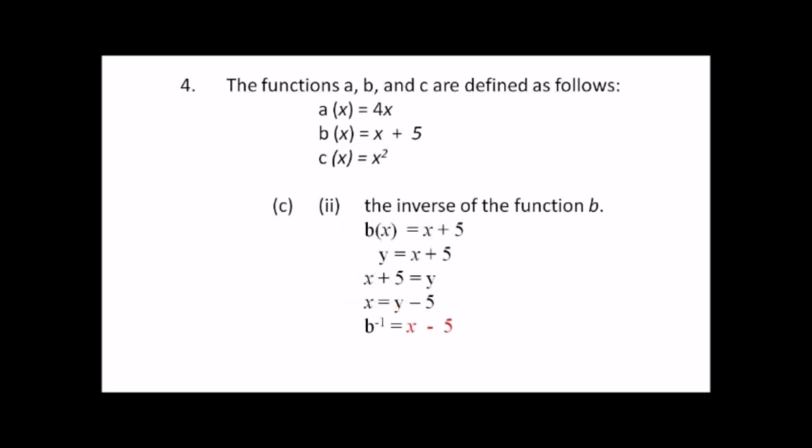And for c, same functions a, b, c, the inverse of the function b. So again, b of x is x plus 5. So put y is equal to x plus 5. x plus 5 is equal to y, x is equal to y minus 5. So b to the negative 1, inverse of b, replace the y with the x: x minus 5. Final answer.